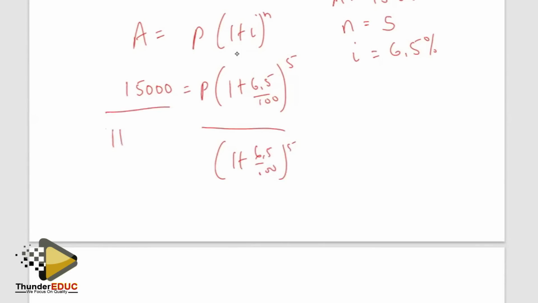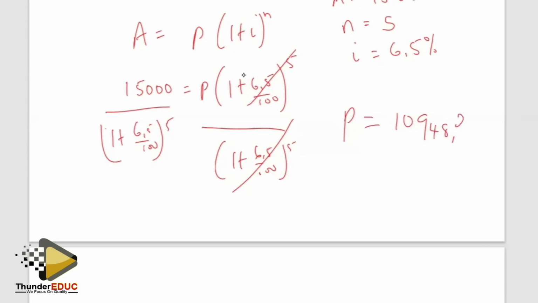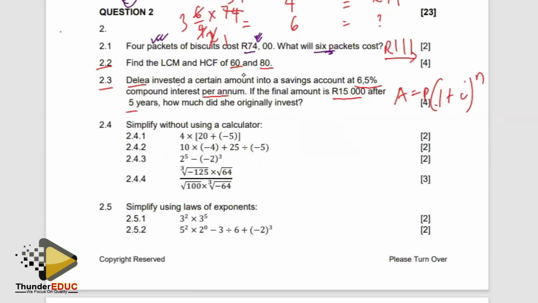I divide both sides by that bracket. Okay, so this bracket cancels that, which means P will give me this overall result. So when I punch this sum into our calculator, so 15,000 into 1 plus 6.5% to the exponent of 5, that gives me 10,948.21. So this is how much she invested for those number of years.